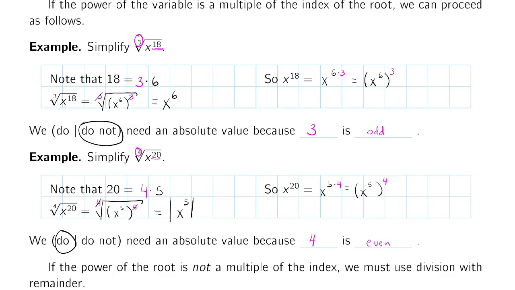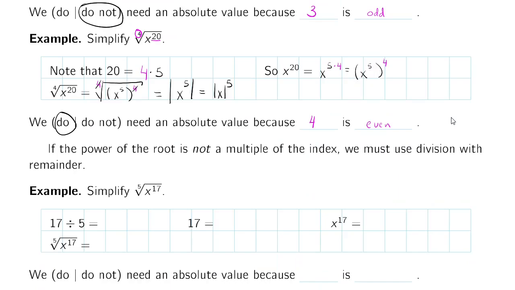Now this absolute value of x to the 5th means make x to the 5th be positive. We could also say make x positive and then take the 5th power. Either one of those is correct. You can put the absolute value around the x to the 5th, or you can put it just around the x, whichever is more convenient for whatever you want to do next. Now, in these two examples, the exponent on the variable was evenly divisible by the index. That won't always be the case.